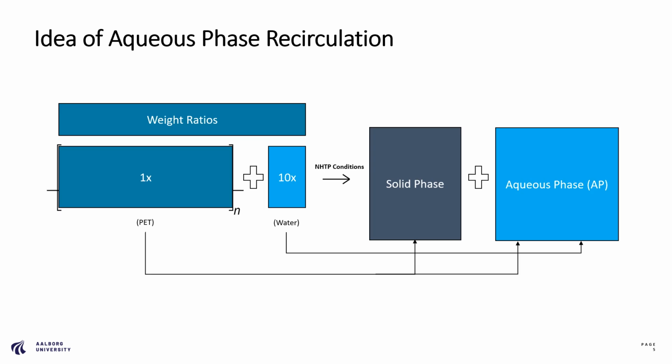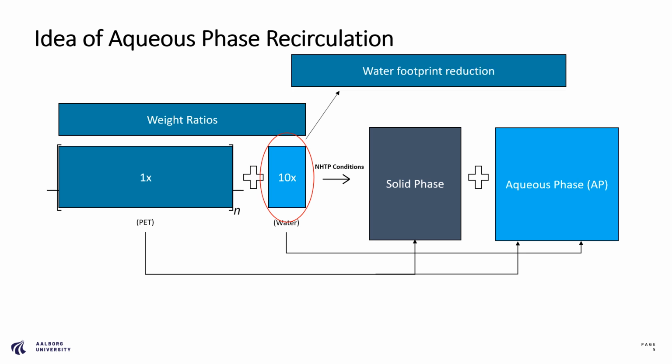This brings us to the idea of aqueous phase recirculation. Water is the largest fraction in the reaction. Can we save it? If so, we could significantly reduce the water footprint. How can we achieve this?